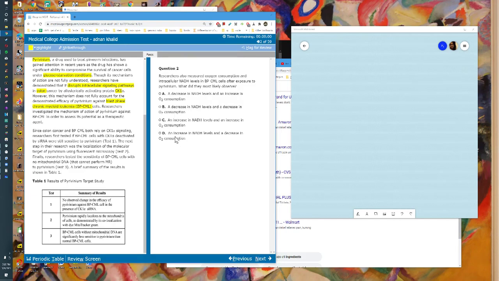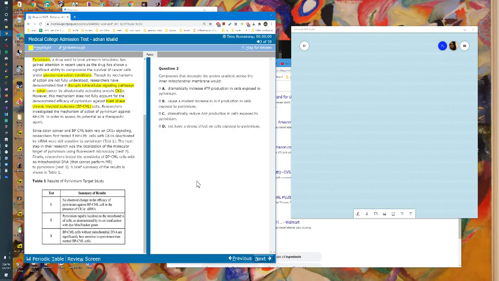It's definitely going to be a decrease in O2 consumption because we're blasting apart the mitochondrial respiration. And as for increase or decrease in NADH, I'm trying to remember, NADH is the reduced form, which means that it gains the electron and gives it to the O2. So I'm going to go with this.